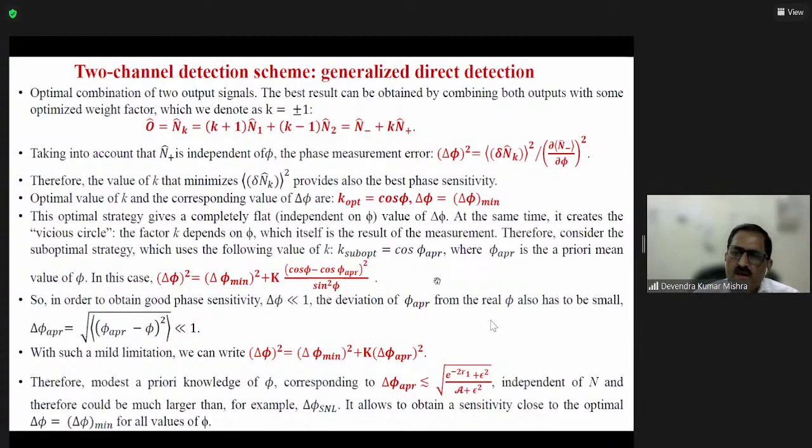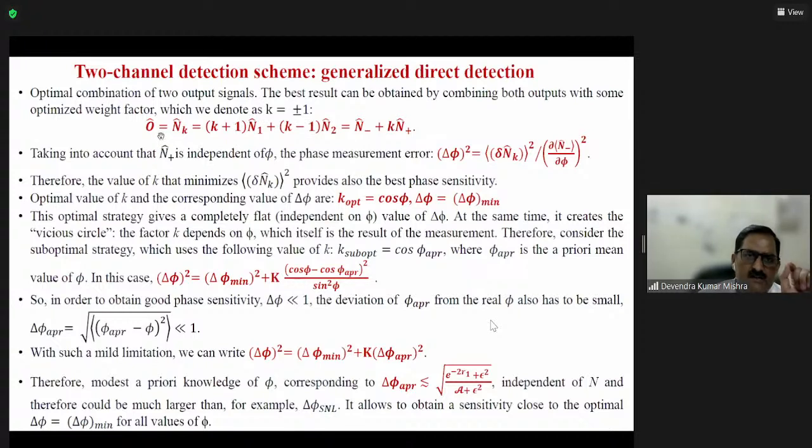Here, in our case, we are proposing theoretically a two-channel detection scheme, which is a generalized version of the direct detection scheme. We are considering an optimal combination of two output signals. The best result can be obtained by combining both outputs with some optimized weight factor, which we denote here k, equal to plus or minus 1.